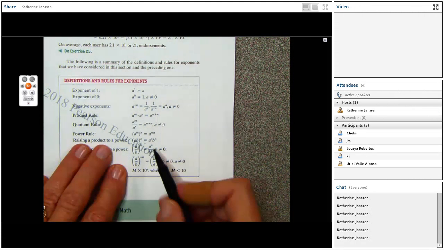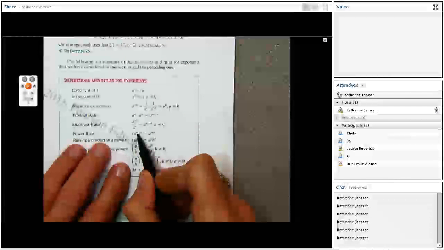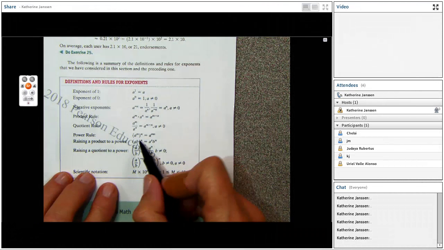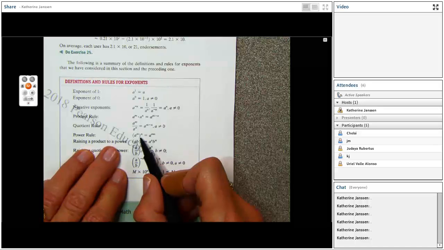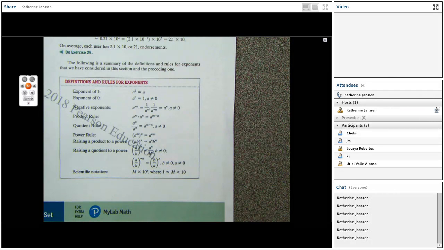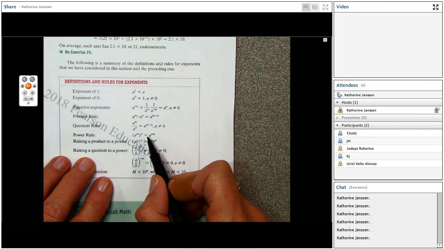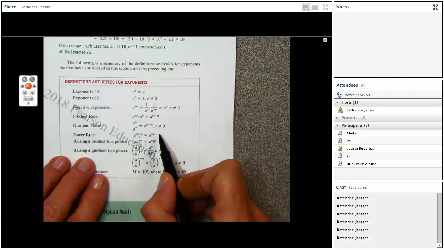The power rule. I have a base raised to a quantity, so I have a to the m raised to the n. A base raised to a power, the quantity raised to a power. And I multiply exponents. Keep the base, but multiply exponents.